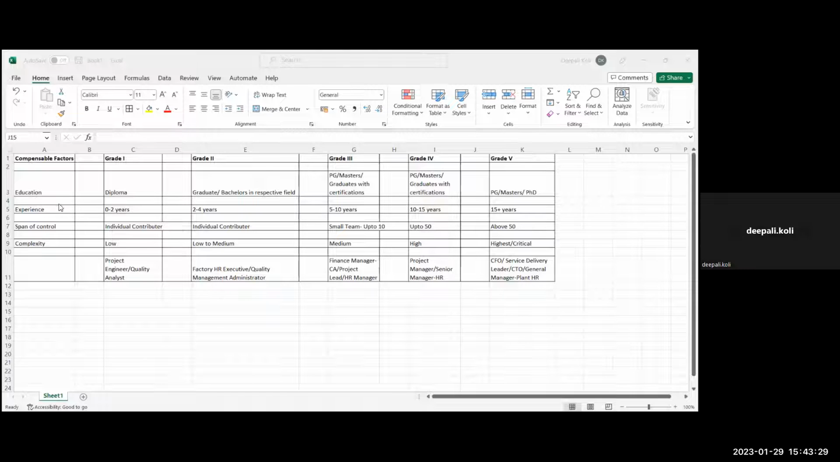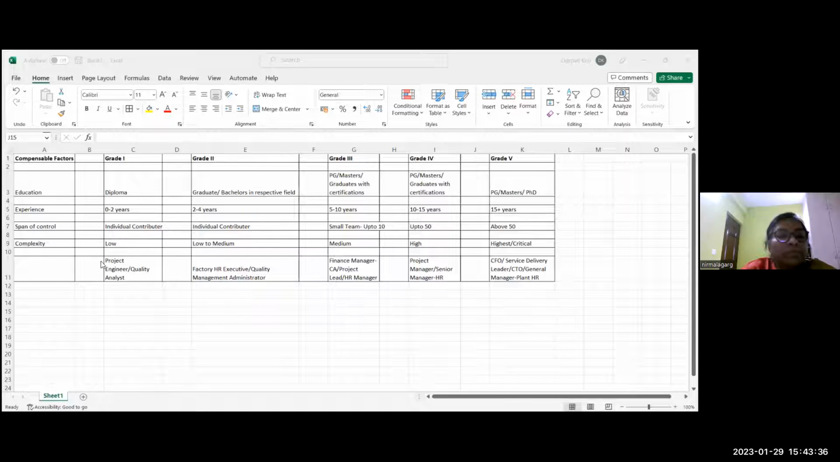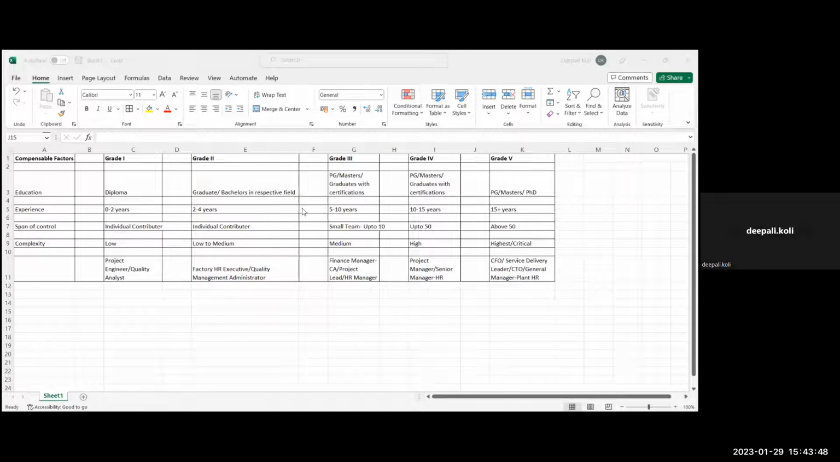Breakout room 1, can you put up your Excel sheet? So Nirmala, we have the compensable factors as education, experience, span of control, and complexity. We have gone through all the JDs of finance, HR, as well as IT, and the factory, that is project management, and we have slotted them as per the table that we have mentioned over here. And these are the designations we have slotted in.